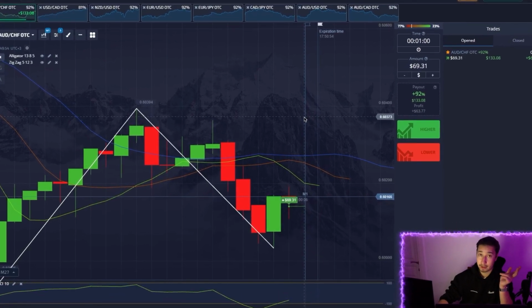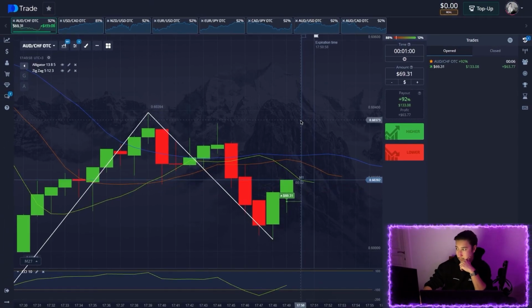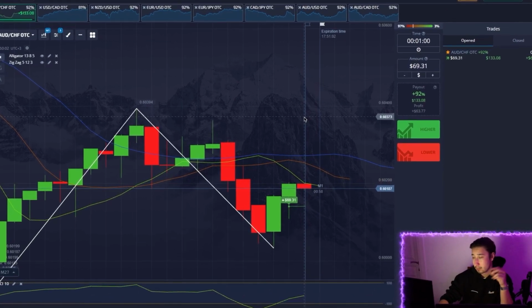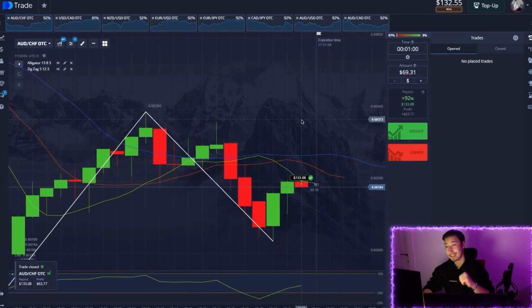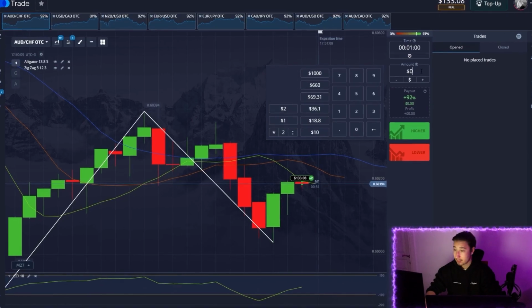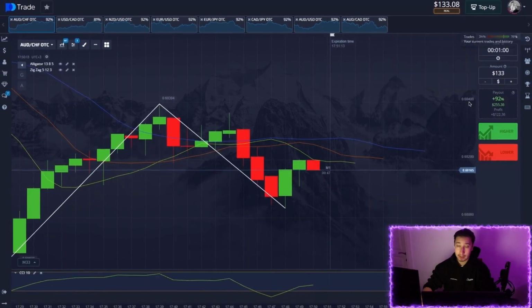Let's watch the dynamics of movement. Let's just wait. 5, 4, 3, 2, 1. Nice. Next position also in profit without any problems. We already have more than $100 on our balance.